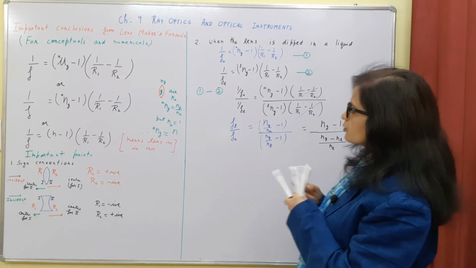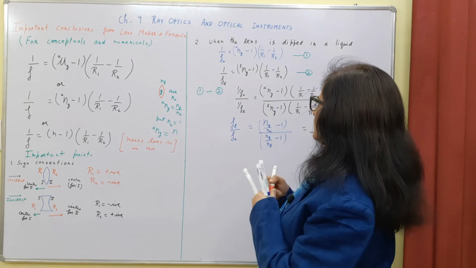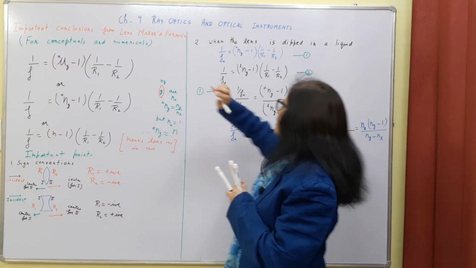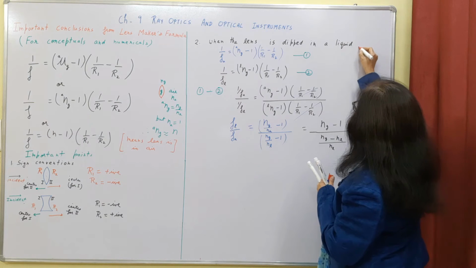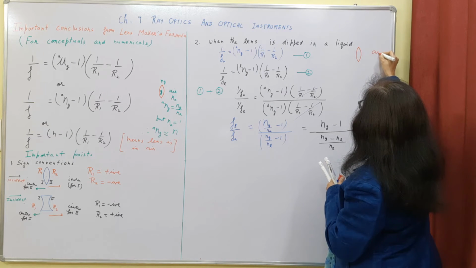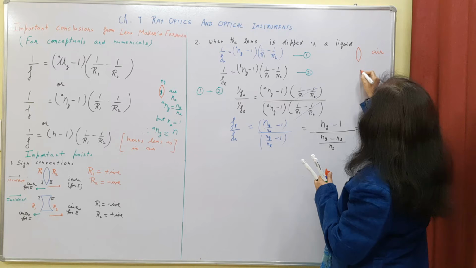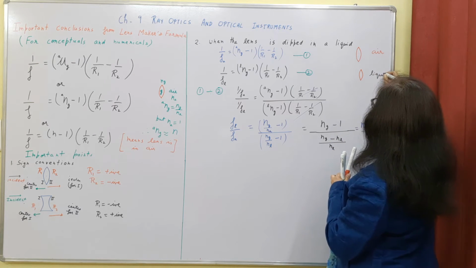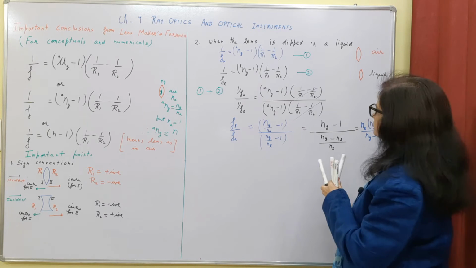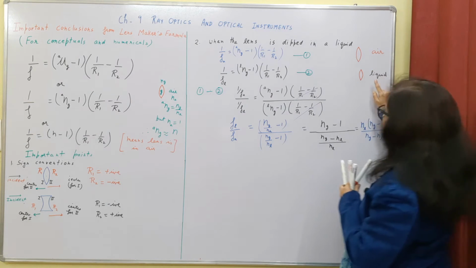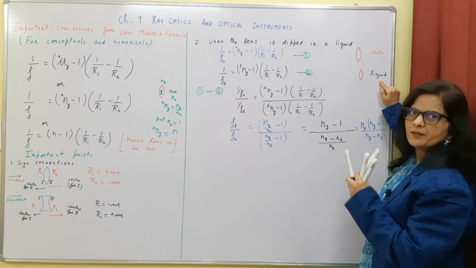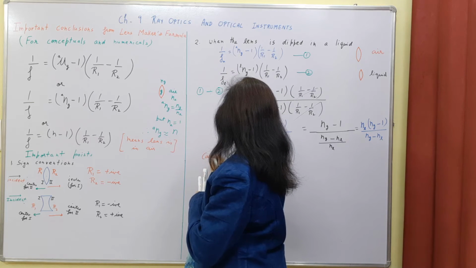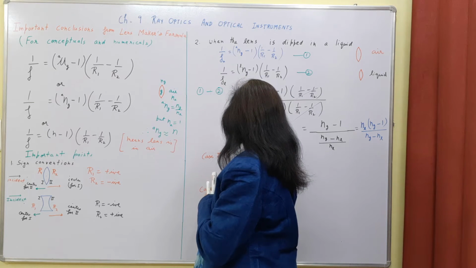Now here, the two cases can be discussed when the environment, see, here the environment is air, right? Here the environment is air, the lens is in air. Now this lens is in liquid, right? So depending on the refractive index of the liquid, the behavior of the lens will change. So we will discuss this as cases, case 1 and case 2.